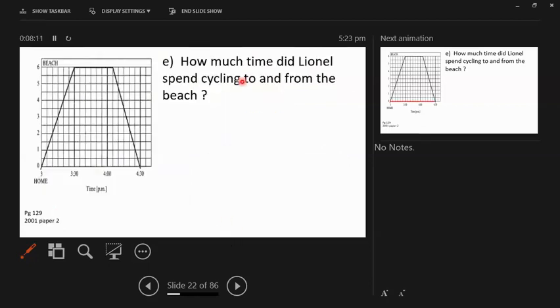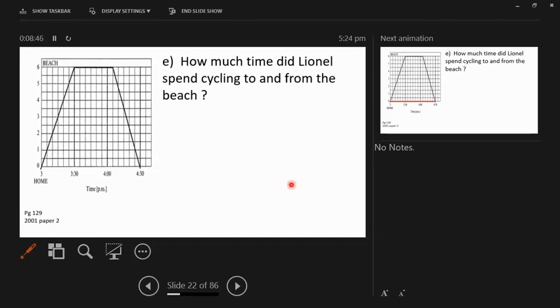All right. How much time did Lionel spend cycling to and from the beach? No, what we did was we added, Jaden, what we did was we said this is half an hour, which is 30 minutes. And we counted the lines. 1, 2, 3, 4, 5, 6. And we divided by 6. So 30 divided by 6 is 5. That's how come we got 55 minutes.